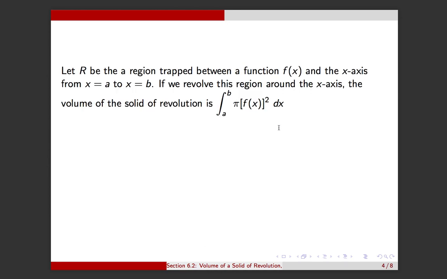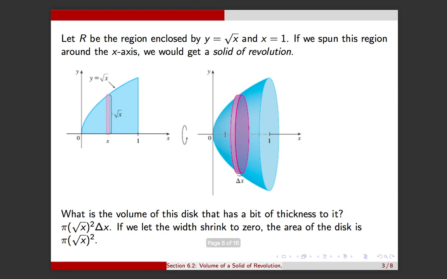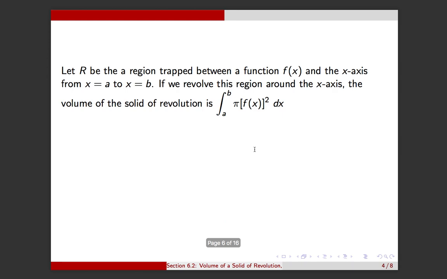So if R is a region trapped between a function f of x, doesn't matter if it's square root of x or not, any f of x, and the x-axis from x equals a to x equals b, if we revolve this region around the x-axis, the volume of the solid of revolution is this. So notice this is pi r squared, so pi times the function squared. And then recall that an integral really is just like a big old summation. It's a big old sum symbol on some level. So we're saying go from a to b, and for every single x value, calculate the area of that disk. So again, you're just stacking these disks on top of each other, moving from left to right, and that's how you can get the volume of this solid.